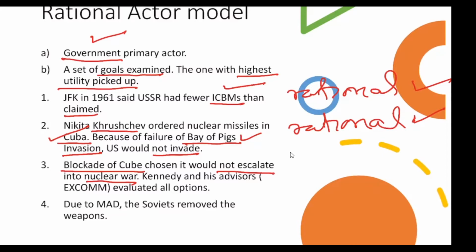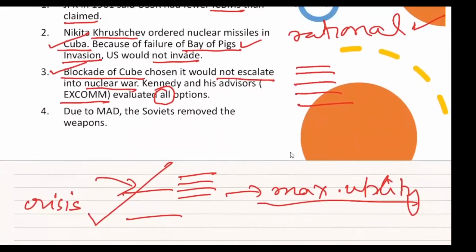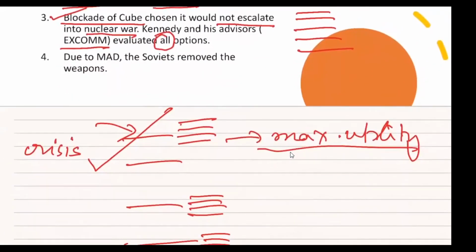So USA explored all options and finally chose blockade as the best option. So Kennedy and his advisors, called ExComm, evaluated all options and finally chose blockade. And if the blockade was tried to be breached by the USSR, the ships were sent.